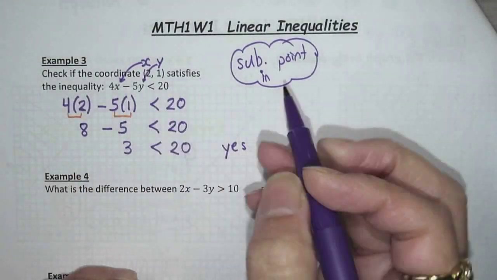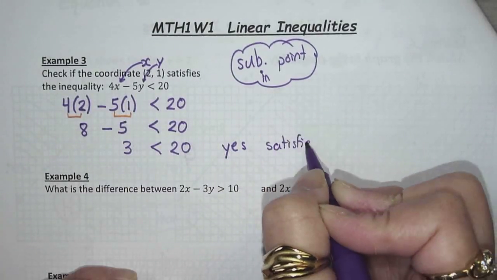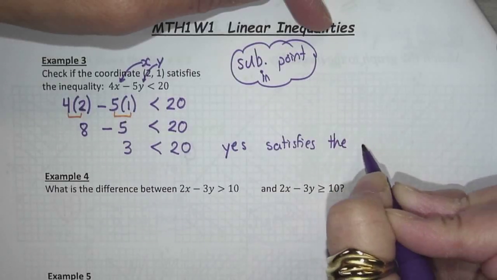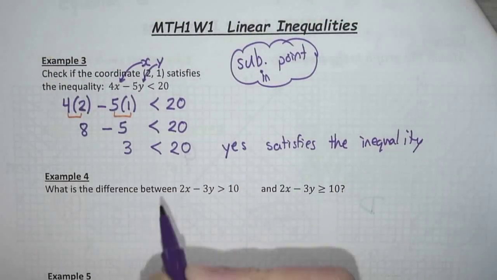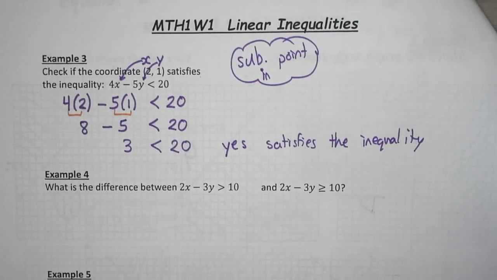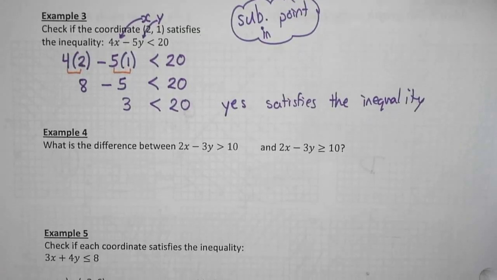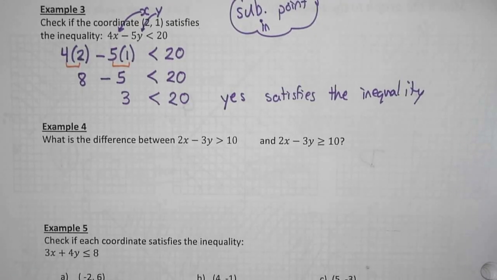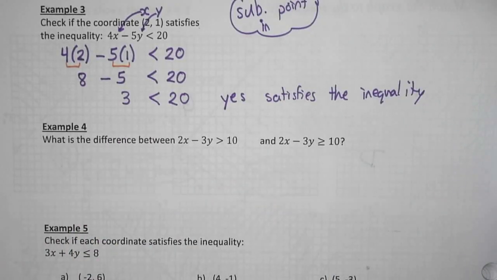So check if the coordinate satisfies the inequality. So yes, it's true, so yes, it satisfies. So that means it is in the shaded region. So if I was to check this point, it would be in the shaded region. All right, that's all. So it's a nice way of just checking something without having to graph it. Sometimes it's a pain in the neck to have to graph it. You just check it algebraically.